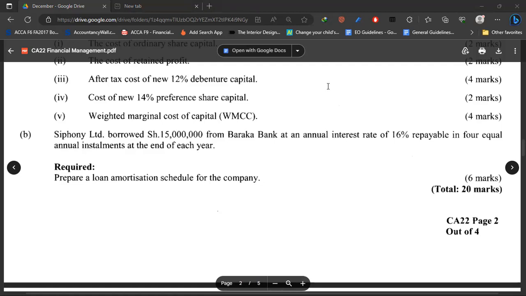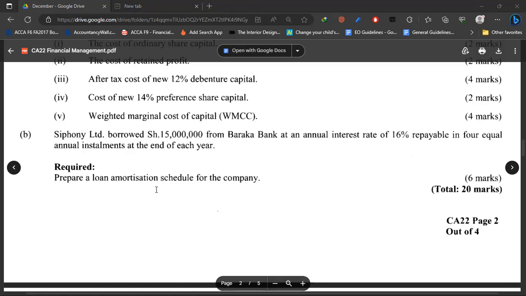Symphony Limited borrowed 15 million from Baraka Bank at an annual interest rate of 16%, repayable in each year. Required: Prepare a loan amortization schedule for the company. You are being given 6 marks.